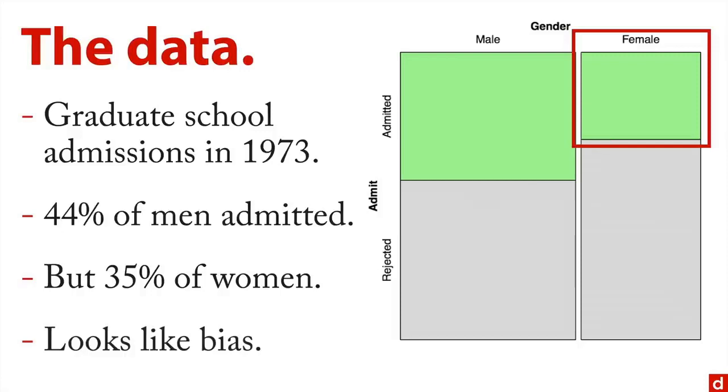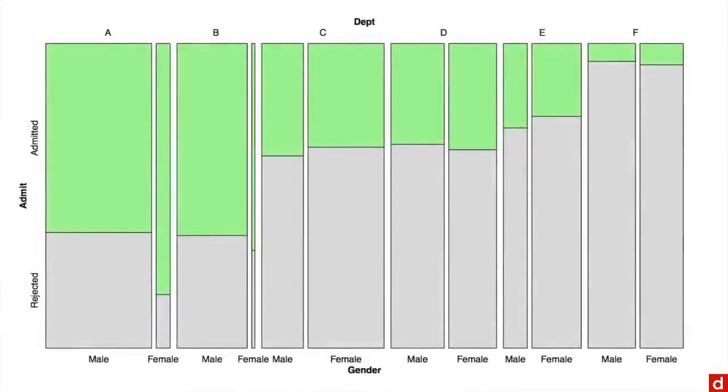So what Berkeley then tried to do is find out, well, which programs are responsible for this bias. And then you got a very curious set of results. If you break the applications down by program, and here we're just calling them A through F, 6 different programs, what you find actually is that in each of these, male applicants are on the left, female applicants are on the right.